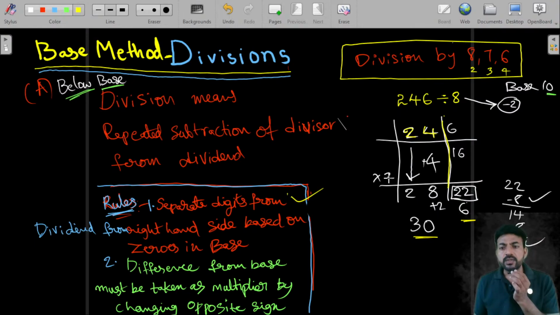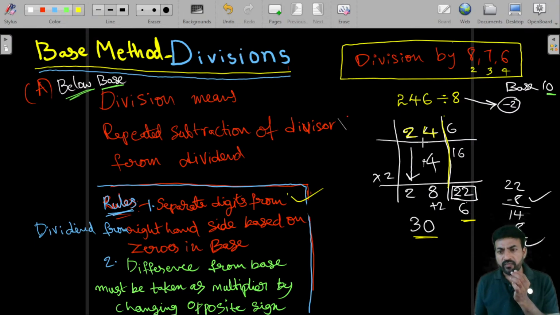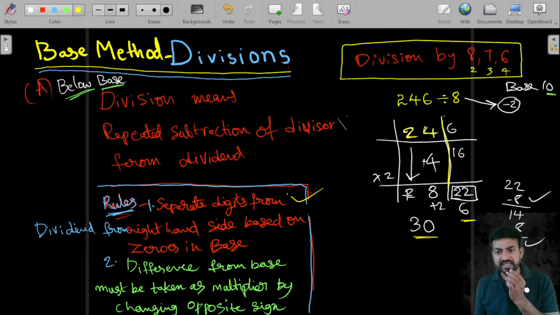బ్రింగ్ ఇట్ డౌన్. సో 2 2s are 4, 4 plus 4 8, again 2 8s are 16, 16 plus 6 22. See, we got the remainder. This is the remainder place, this is the quotient place. This is quotient, this is remainder place.